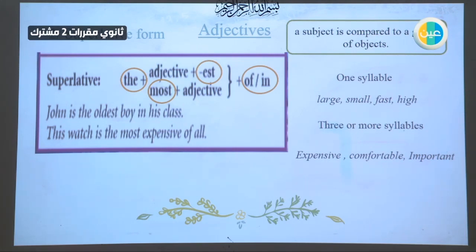Again, this is a superlative. You are comparing one subject or one noun to a group. So you're going to tell me that it's the highest quality of the group. If it's a short or one syllable adjective, you're going to use the and est, of course, and then you have of them all or in the town. And if it's more than 3 syllables, you're going to use the, most, and of or in.